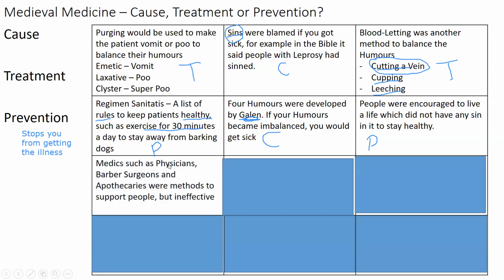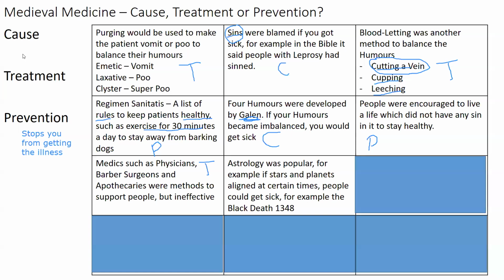Medics, such as physicians, barber surgeons, and apothecaries, were methods to support people, but they were ineffective. These were the treatment methods, which we'll talk about in other videos. Physicians, barber surgeons, and apothecaries, all methods to support sick patients, but not very good.